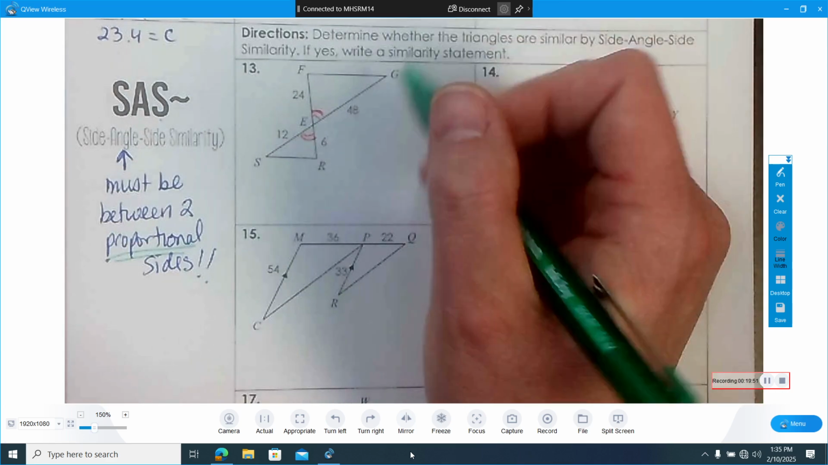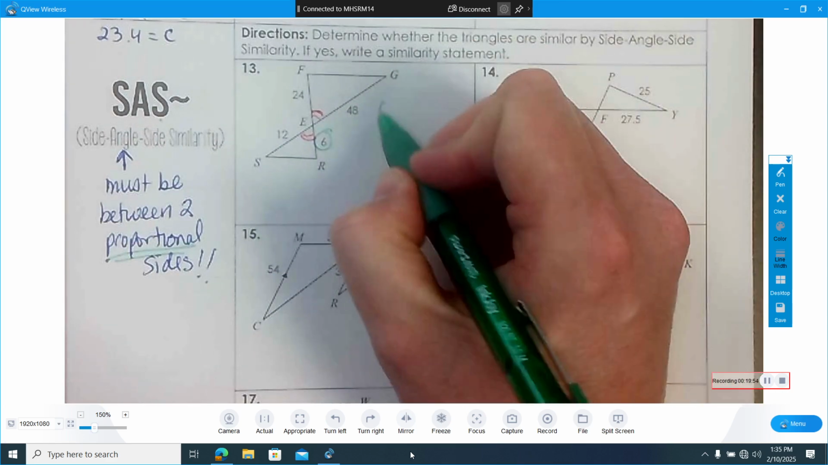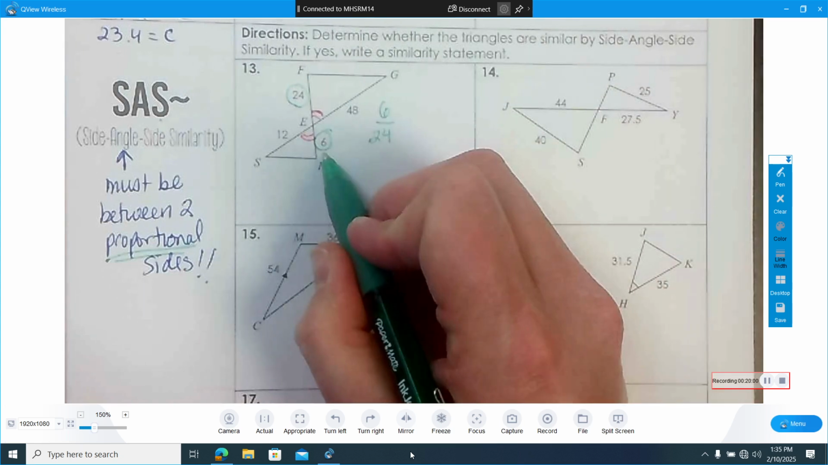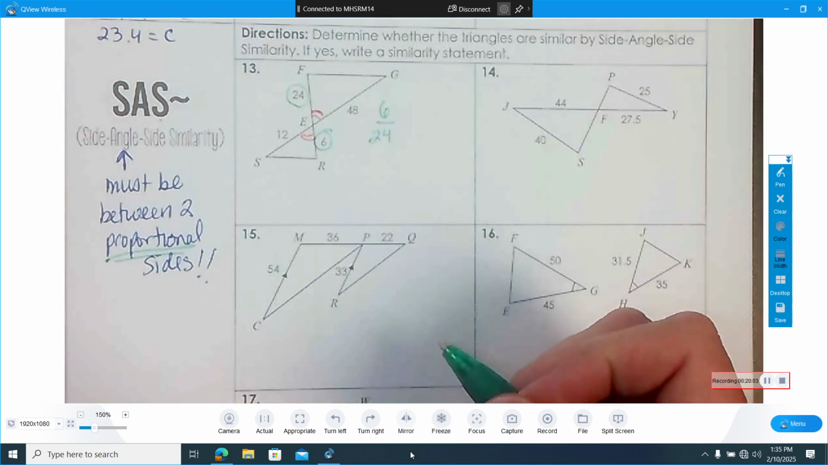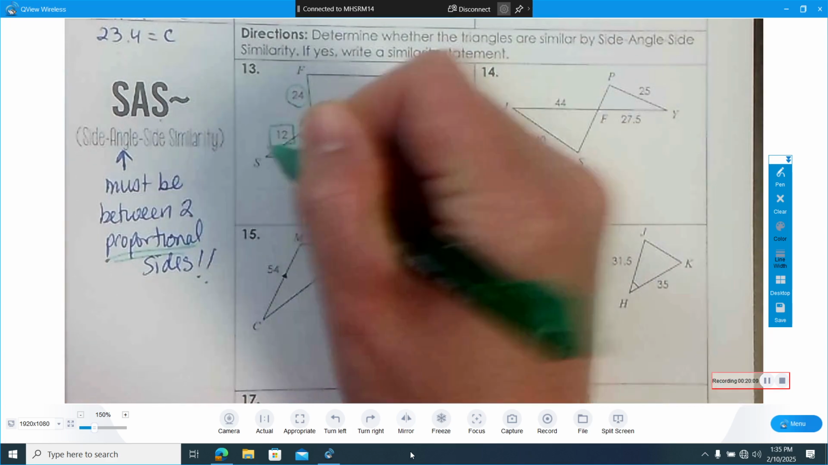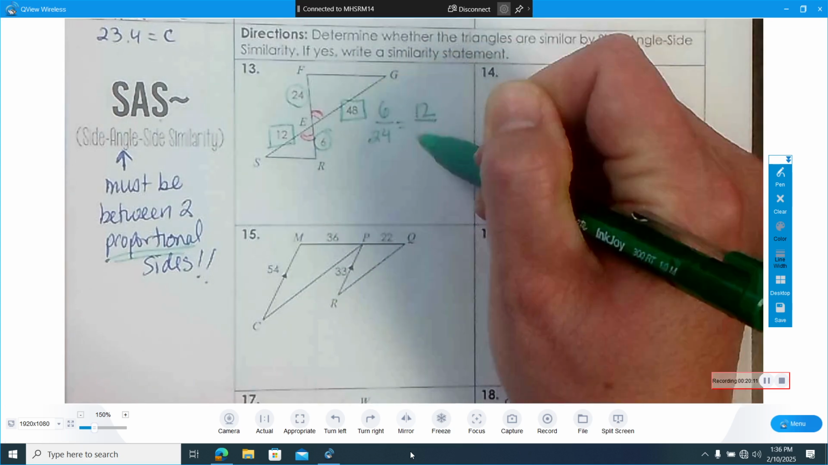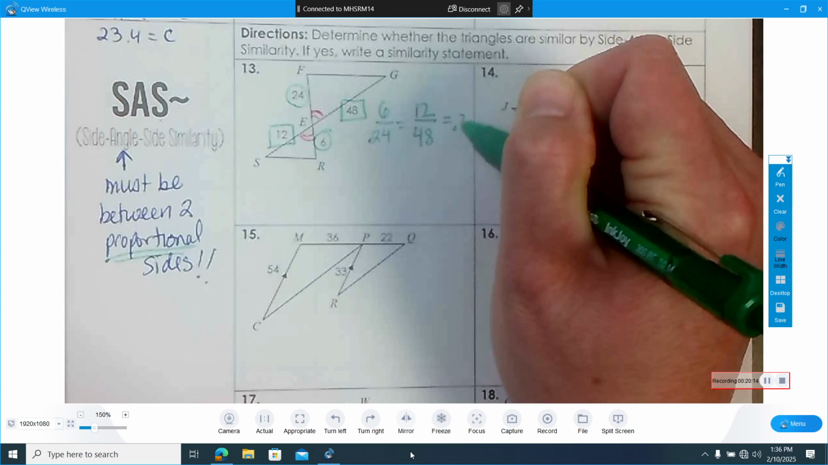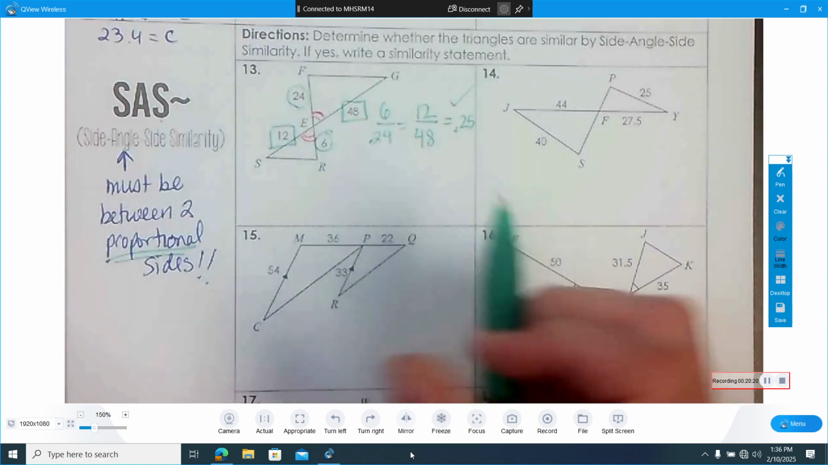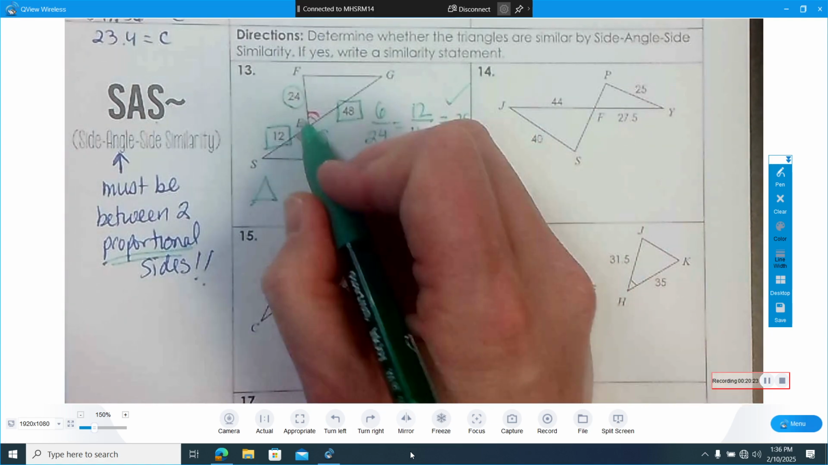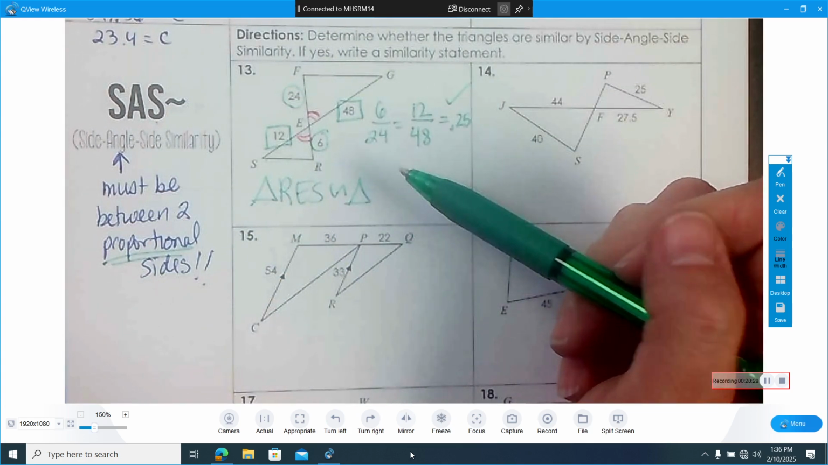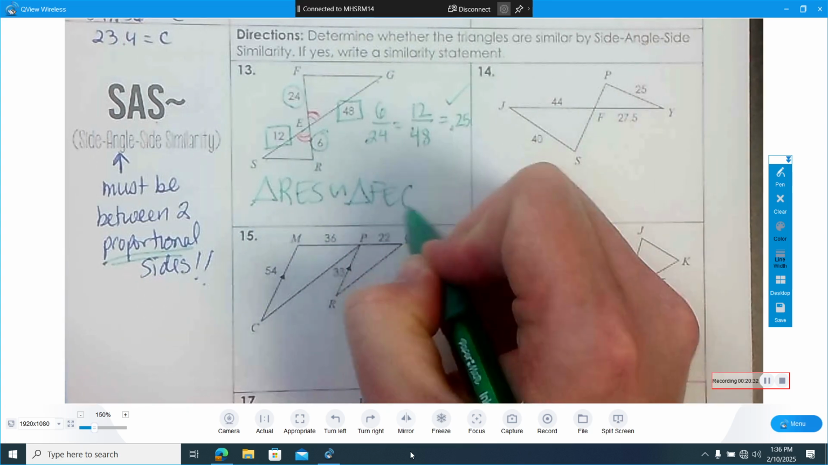So I'm going to compare 6 with 24, smallest number to smallest number. 6 over 24 is 0.25. And then I can compare 12 with 48, which is also 0.25. So they are proportional by side, angle, side. So we have triangle RES is similar to triangle FEG. Very good.